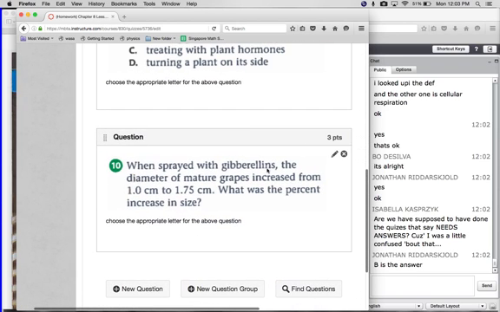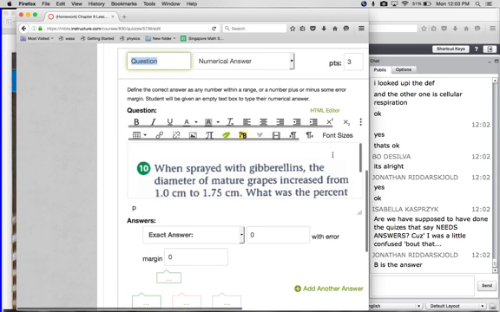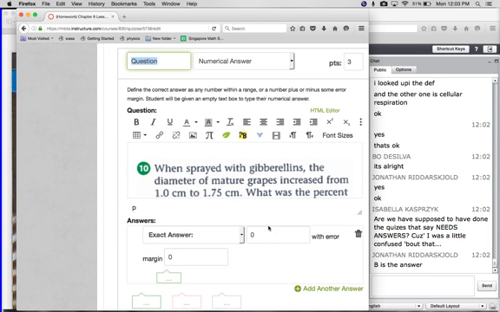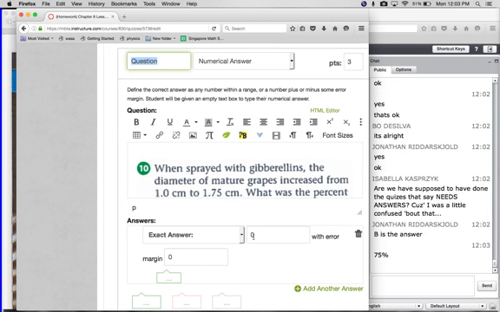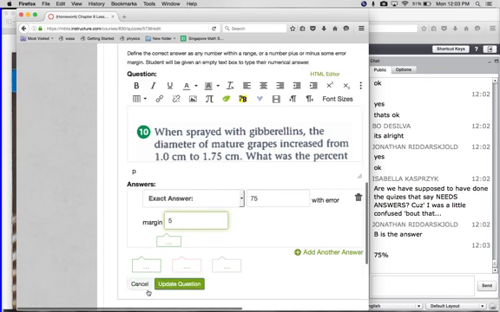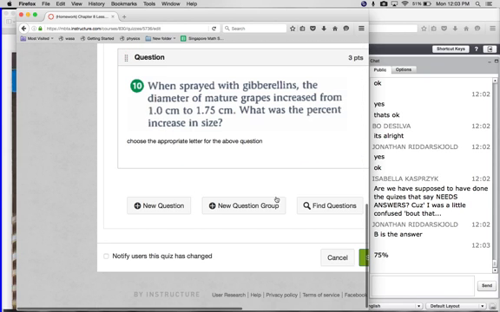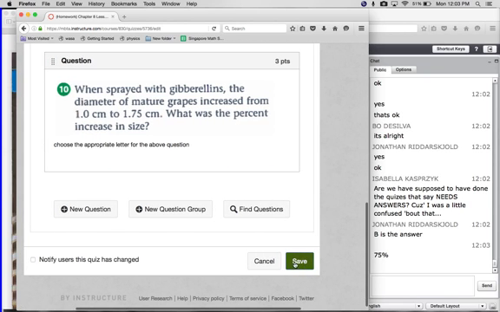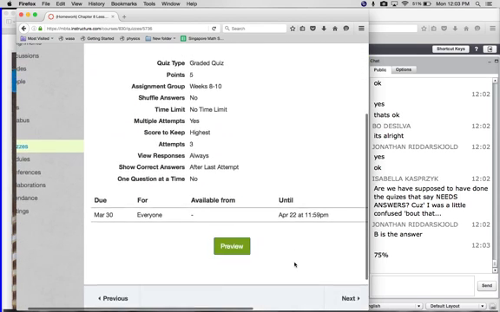And then for this one, what is percent increase? You're right, 75%. Okay, sorry about that. It's fixed now.